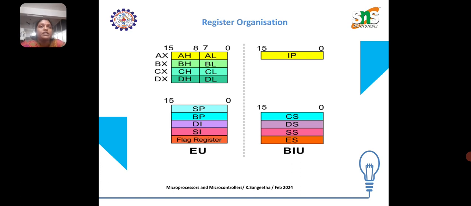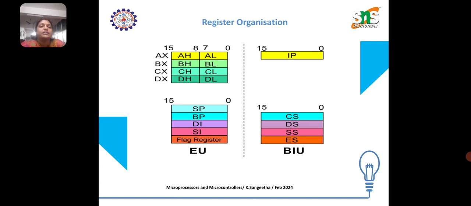The next one is BX, the base register. It is primarily used for addressing data in memory, that is base addressing. CX is mainly used for counting purposes. It is often used as a loop counter in conjunction with the loop instruction. DX is generally used in multiplication and division operations. Also it has specific usage in IO operations.